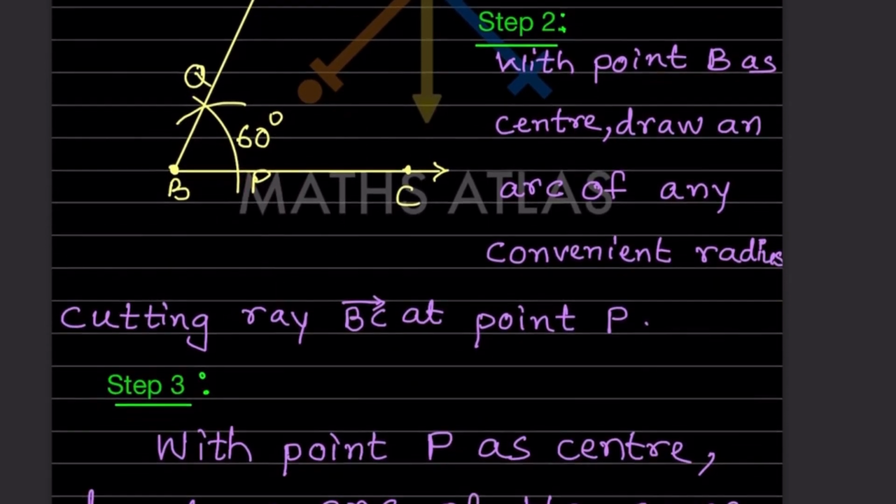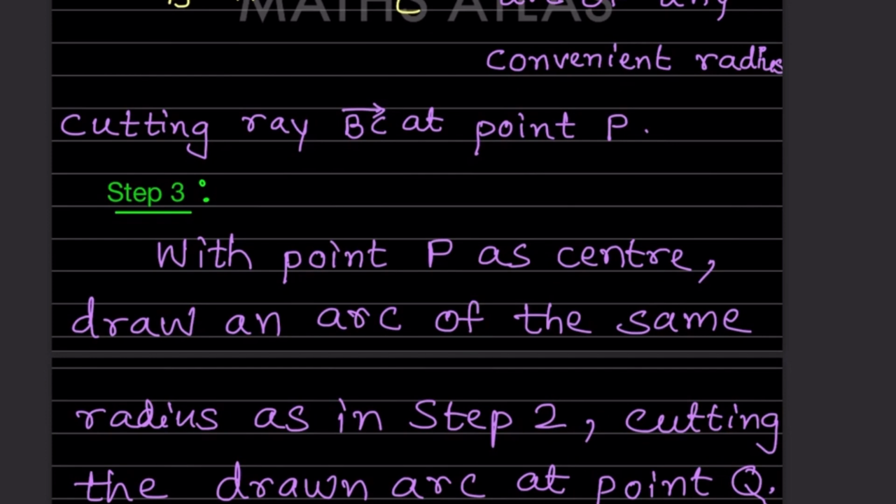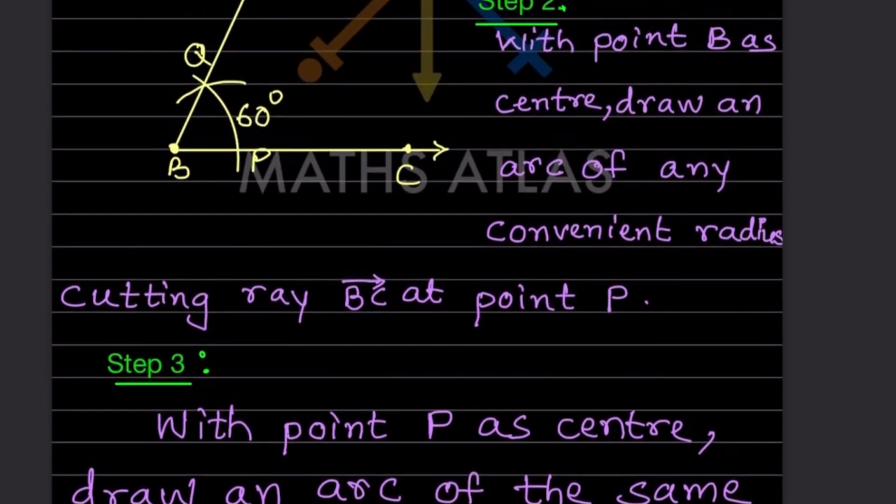Now see here for step 3: with point P as center, draw an arc of the same radius, whatever you took. You are not going to change it. From this point P, with the same radius as in step 2, you will cut the drawn arc. So from here you will take it, and you are going to cut this one.